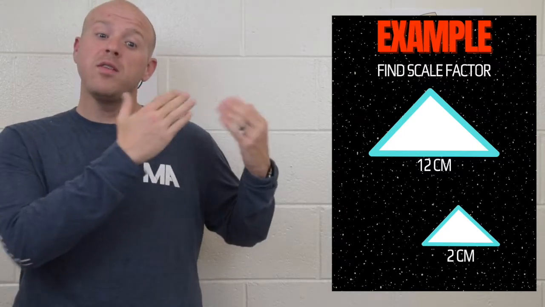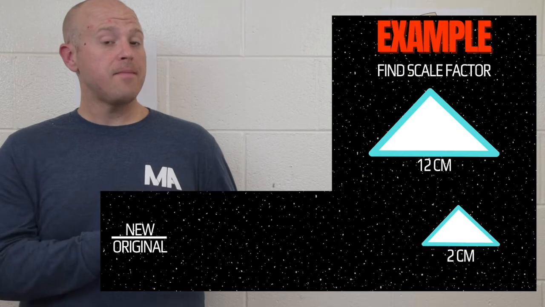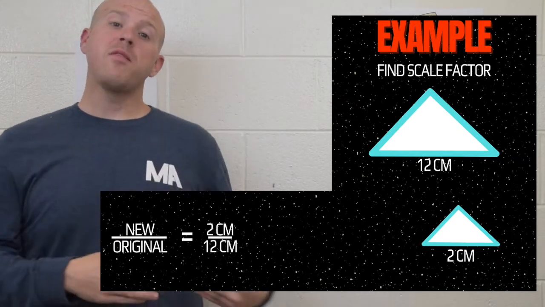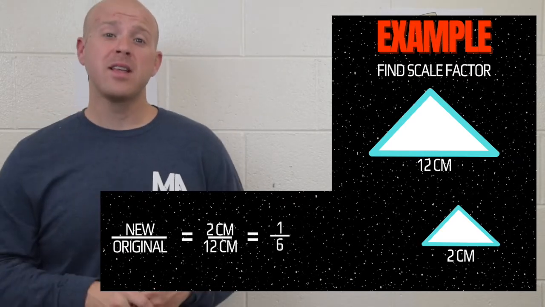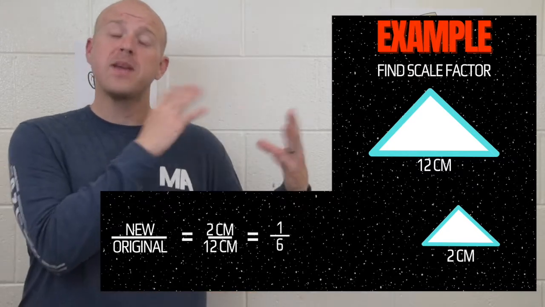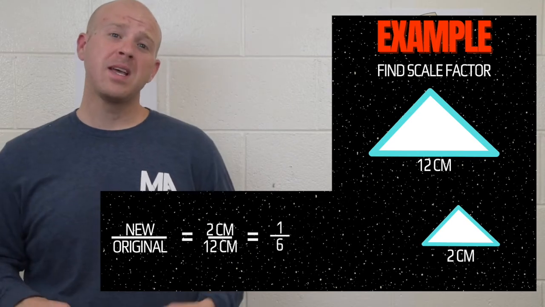So we went from 12 to 2. So I put the new on top and the original on bottom. So I'm going to put 2 on top and 12 on bottom. And when I simplify that fraction, I see that it's 1/6. So what this means is that we multiply 12, or that bigger triangle, by a scale factor of 1/6 to get the smaller one. Now let's talk about scale factors for a minute.